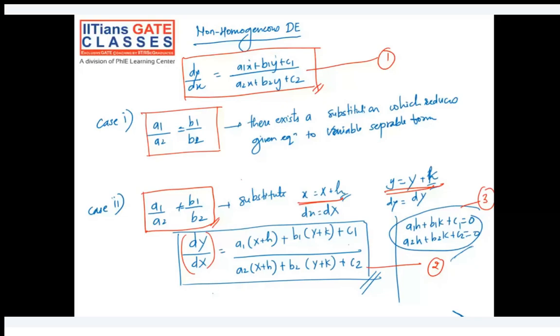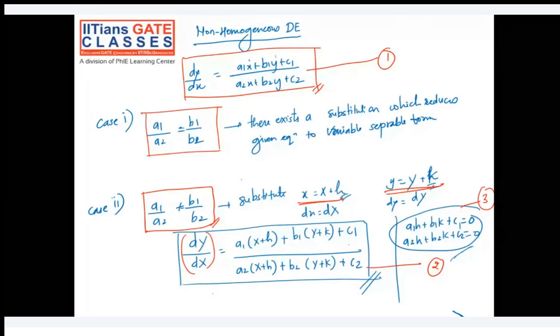And once you do that, automatically the problem is converted to, let's say, the homogeneous form, and then you know how to deal with the problem. Okay, so that is the overall idea.